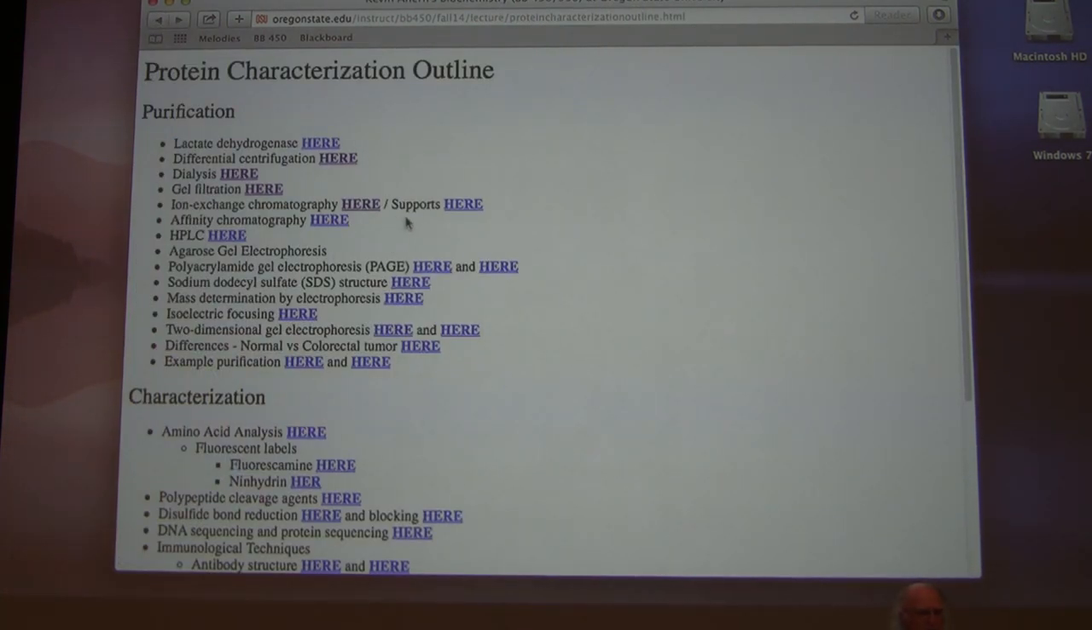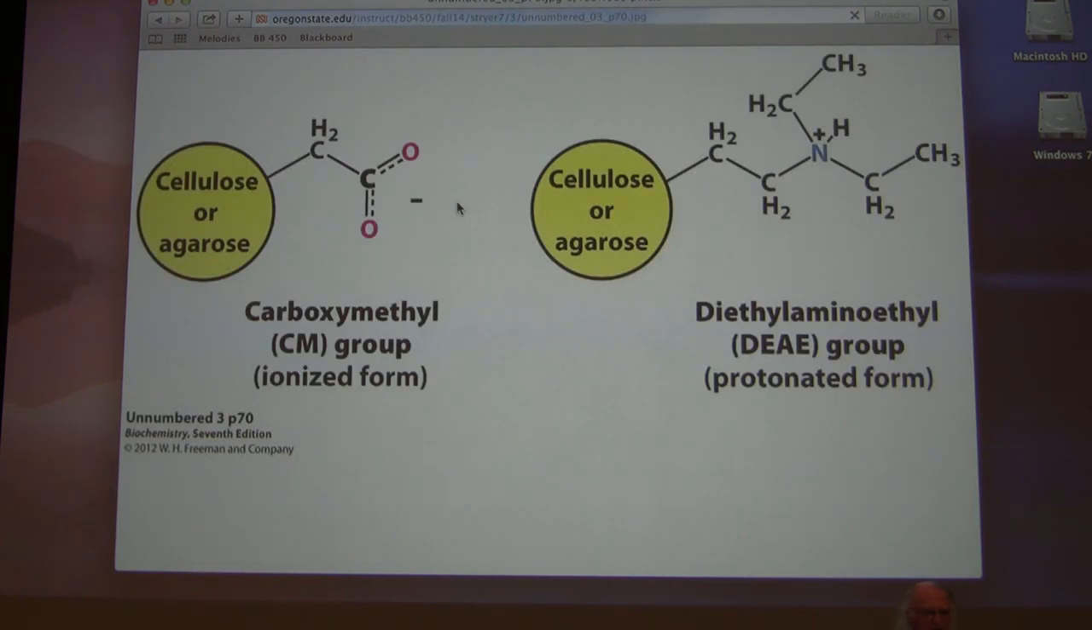Okay. And here are the actual charges, if we think about it. Here's that bead, here's the chemicals it's on. There's a carboxyl group, negatively charged. Here's an amine group, positively charged. You don't need to know those structures, I'm just showing them for your own curiosity.